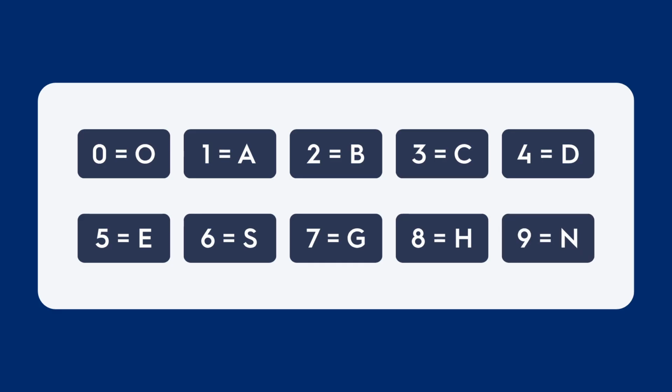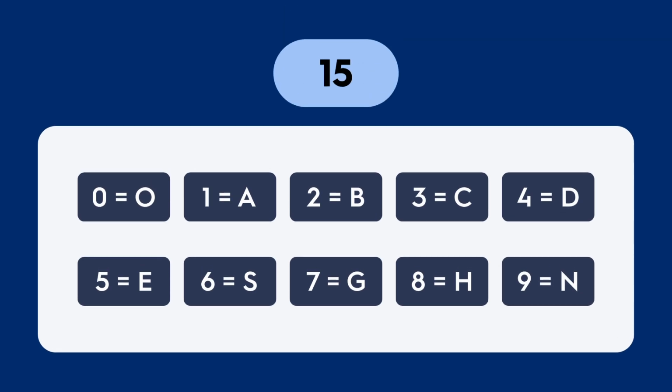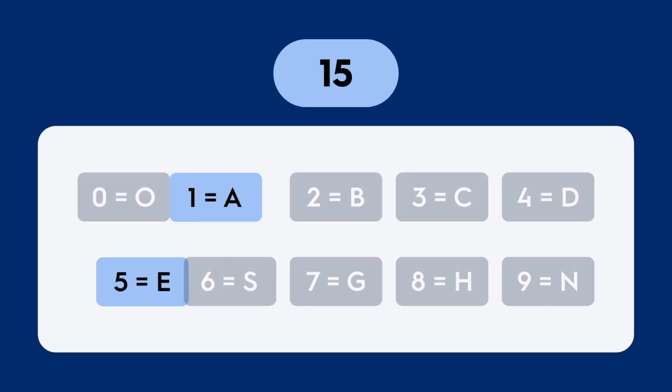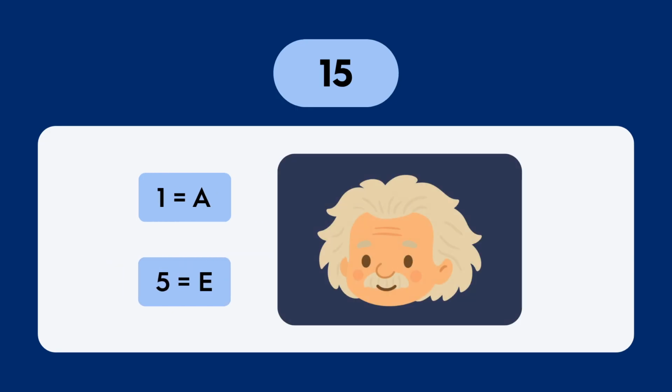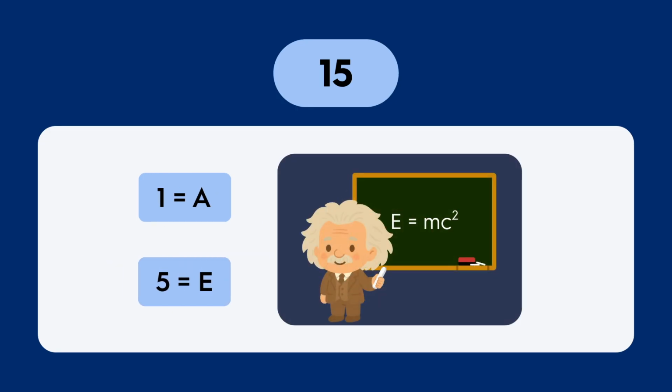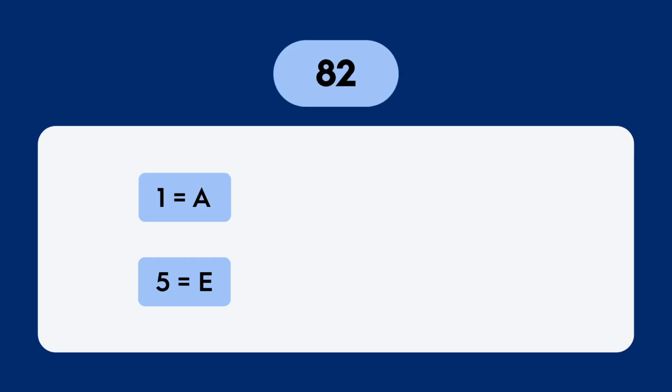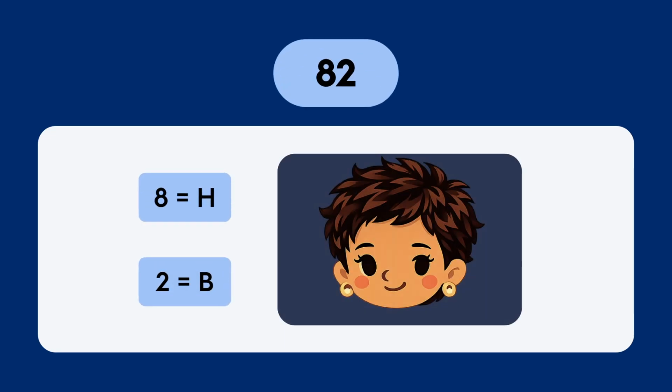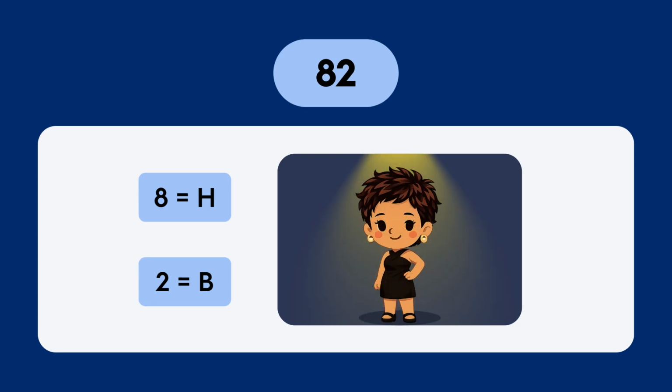For example, the pair 15 becomes AE. You might choose Albert Einstein as the person, with the action writing on a chalkboard. Your own list works best when the people are easy for you to picture. Now imagine the next pair is 82, or HB. You might choose Halle Berry, with the action posing under a spotlight.